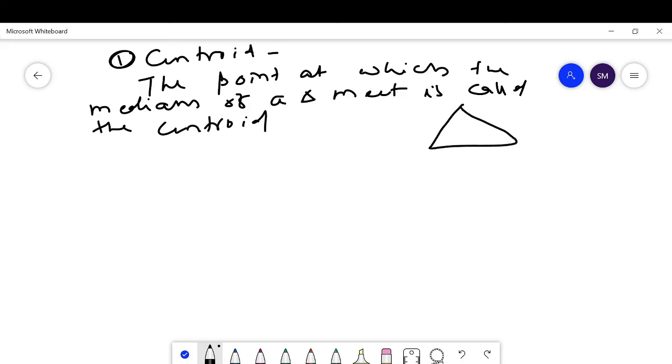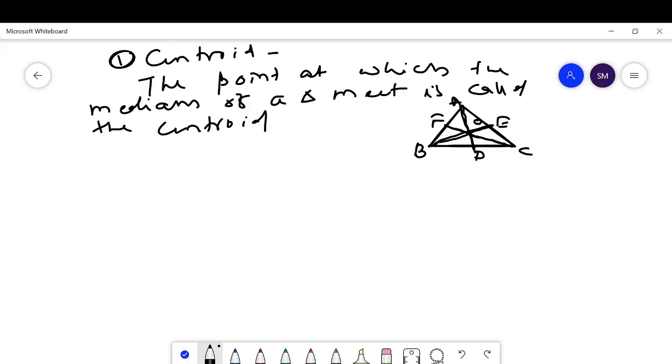Suppose ABC is a triangle. AD is the median, and D, E and F are the midpoints. AD, BE and CF are the medians, and they meet each other at the point O. O is called the centroid of the triangle.